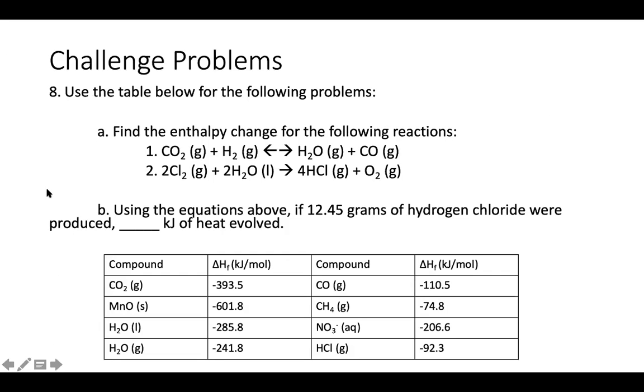Okay, and here's the last question. It's basically just find the enthalpy change, the delta H, for those 2 equations. And then question B asks a question about hydrogen chloride. Okay, and that's gaseous hydrogen chloride, right? HCl, when it's in the gas, is hydrogen chloride. When aqueous, it's hydrochloric acid. But again, just those enthalpy of formation questions, becoming more familiar with that.